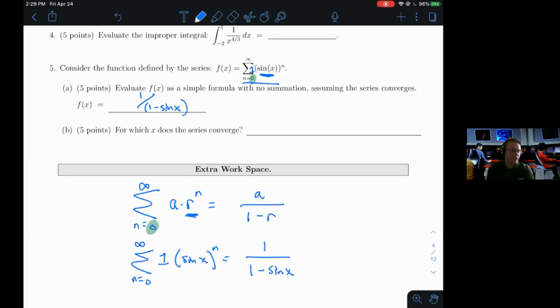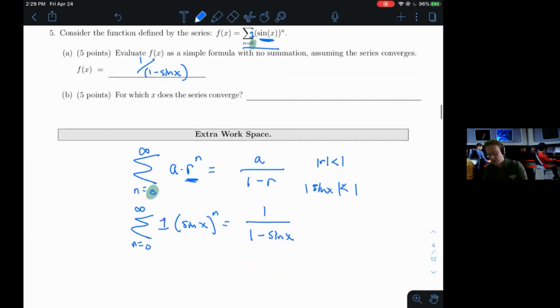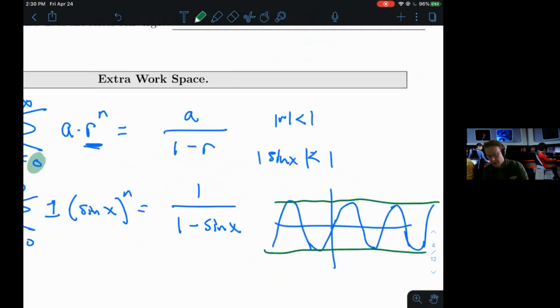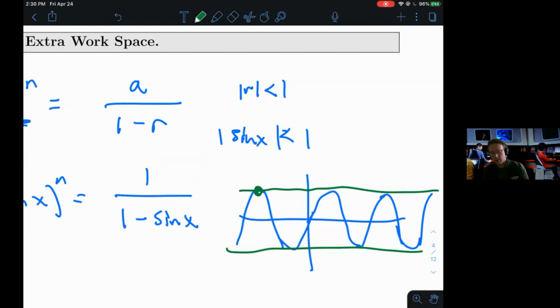And then part B: for which values does the series converge? Remember, we need the absolute value of r less than 1. In this case, our r is sine of x, and we want the absolute value of this to be less than 1. Sine ranges between -1 and 1, and goes negative as well. So this is going to converge darn near everywhere. The only bad points are where the absolute value would be equal to 1, something like here, here, here.